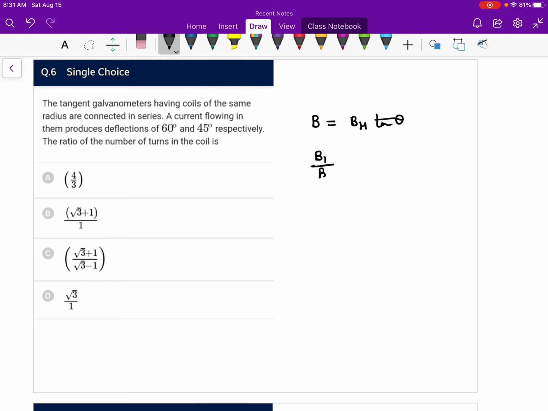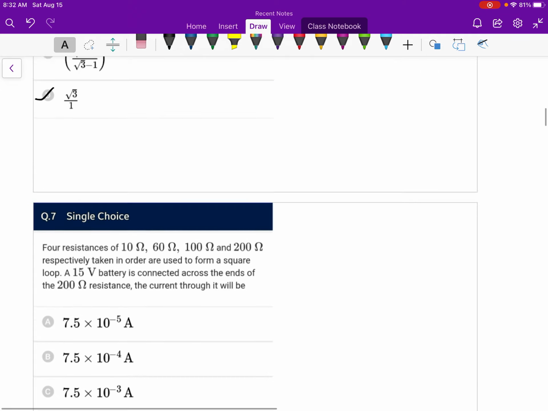So B1 upon B2 is N1 upon N2, because both the coils have the same radius and same current. So B1 upon B2 is N1 upon N2, that is tan theta 1 upon tan theta 2. So N1 upon N2, tan theta 1 is tan 60, which is root 3, and tan 45 is 1. So N1 upon N2 is root 3 is to 1.